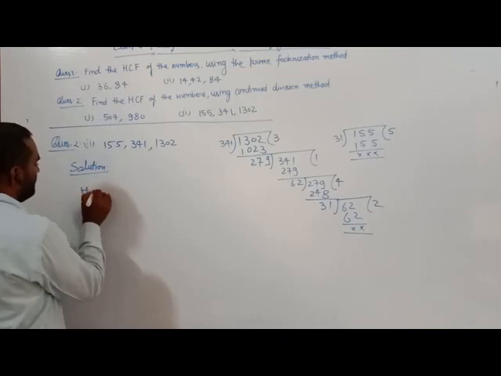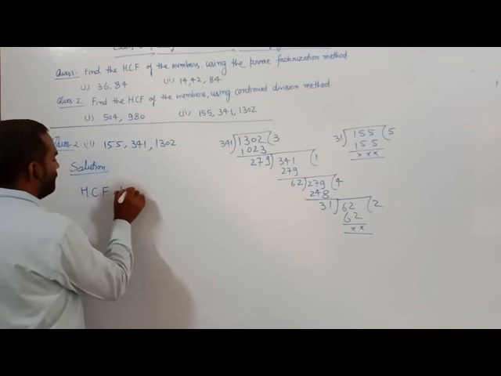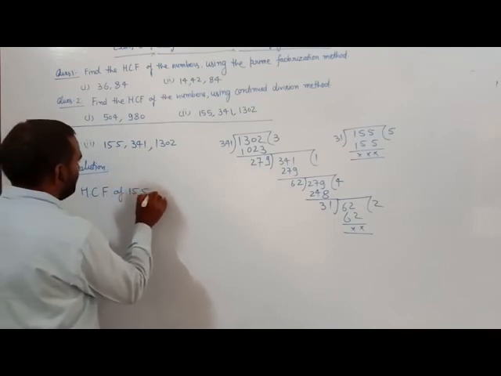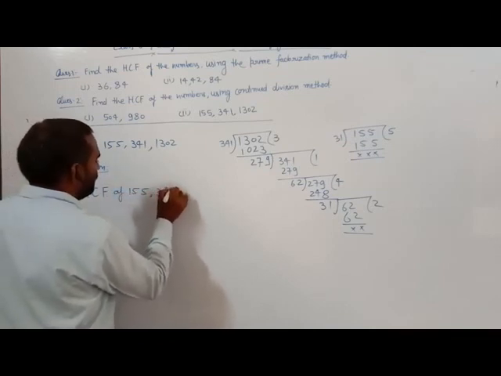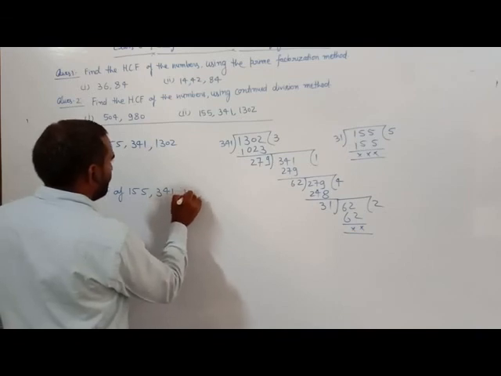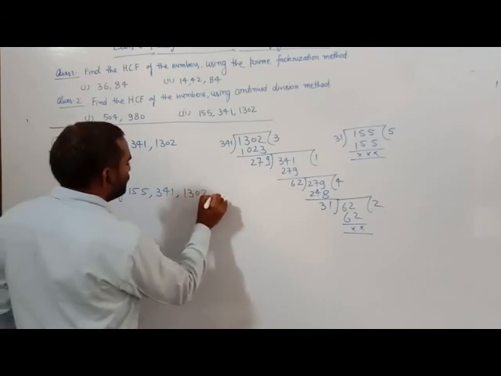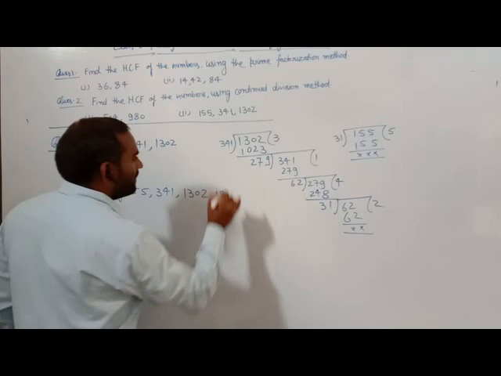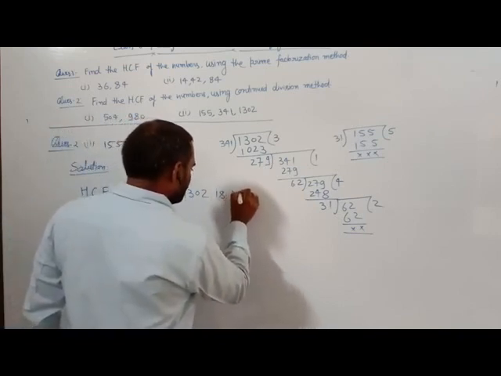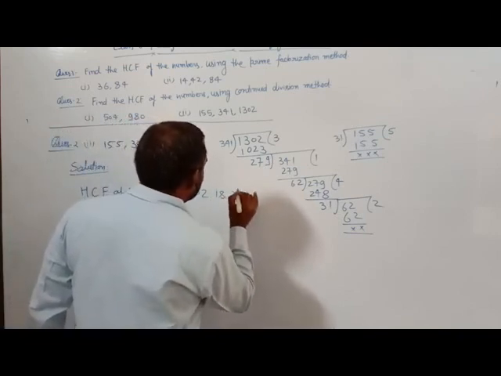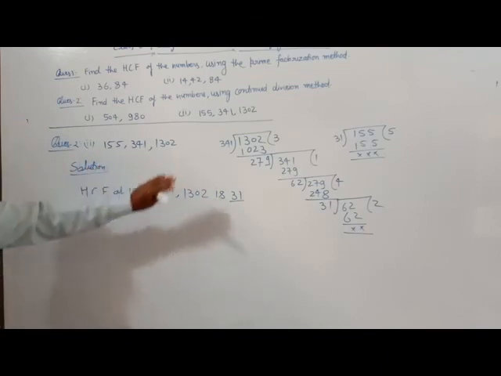HCF of 155, 341 and 1302 is 31. 31 is the HCF of these three numbers.